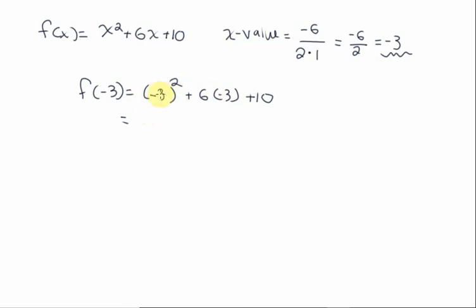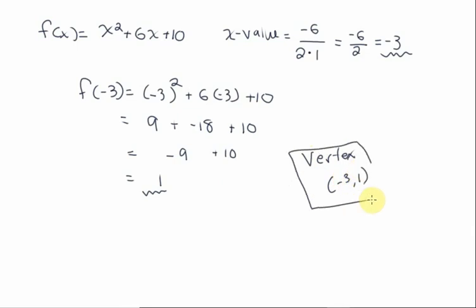Let's see. Negative 3 squared is positive 9. 6 times negative 3 is negative 18 plus 10. So if I add these things, 9 plus negative 18 is negative 9. Negative 9 plus 10 is positive 1. So there's the other half. So the coordinate that I get for the vertex is the point negative 3, 1. So there. Awesome. Any questions on finding the vertex?